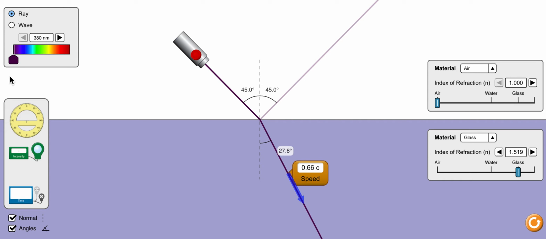If I go from our low wavelength up to my high wavelength, you hopefully will notice something interesting happens. Again, we'll go the other way. That number, 0.66c, represents the speed, as it says below. You're noticing that these waves don't quite have the same speed inside our material, and that is what affects their angle of refraction.